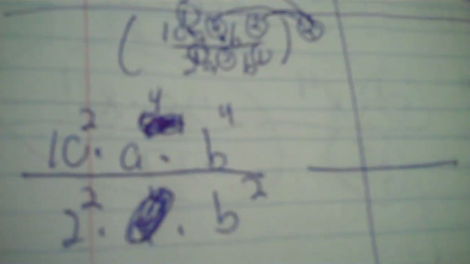I got an 8 and a 4, so you cross out the 4, subtract it, 8 minus 4 is 4. B to the fourth, b to the second, you get rid of your smaller b, b to the power minus 2, and that's 2. So let's talk about the top.